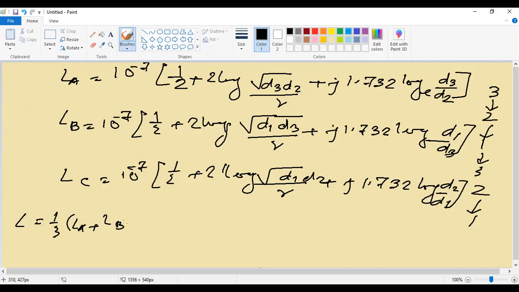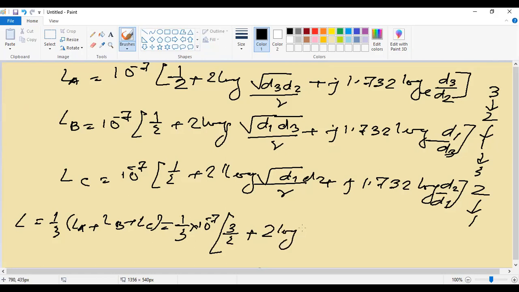LA plus LB plus LC. So what will happen? This 1/3 will come. This will be 10 to the power of minus 7. Here this half term will be 3 by 2. Yes or no? This will be 3 by 2. Yes, sir. So here, you see, this will be 2 log.